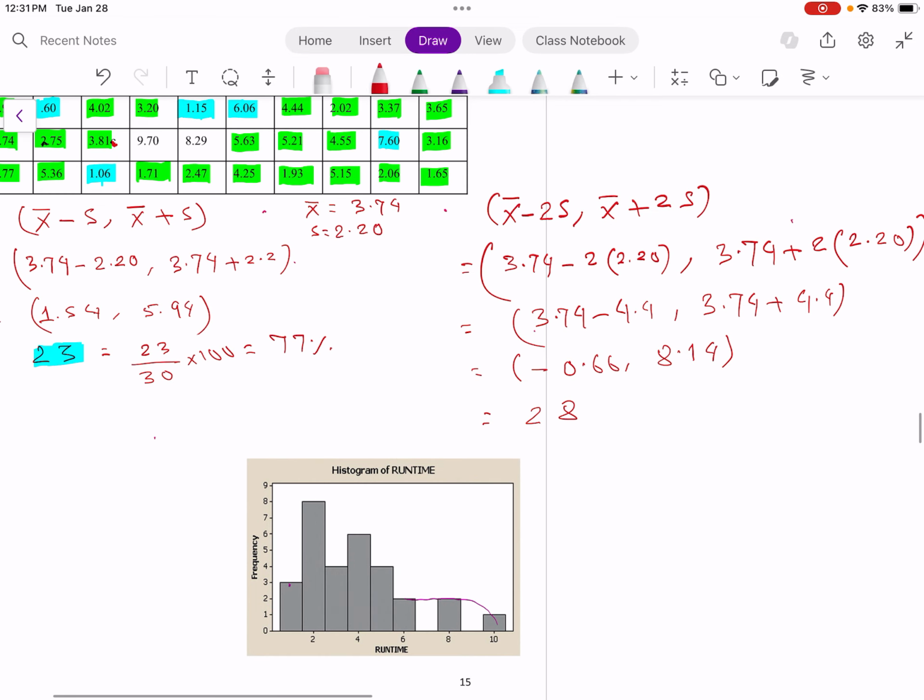Now what percentage is this? 28 divided by 30 times 100%. So 93% of the measurements are within 2 standard deviations. Now, similarly, I want you to find the 3 standard deviations and count the number of measurements within 3 standard deviations. In a similar way, can you find the 3 standard deviations of a mean? So this.